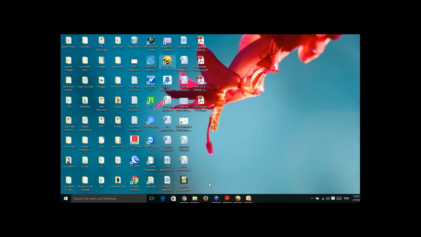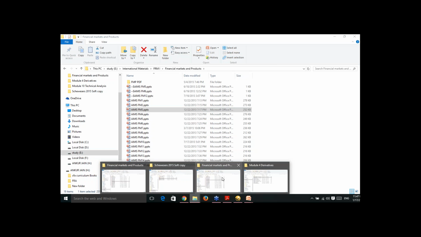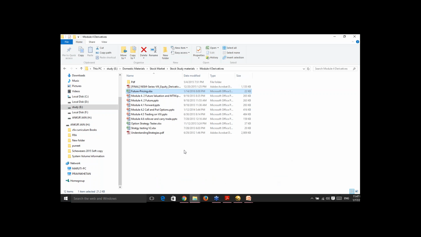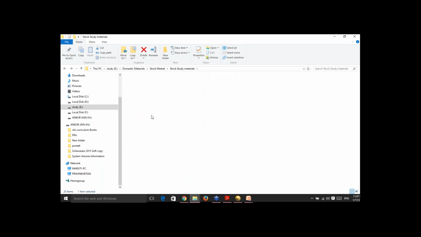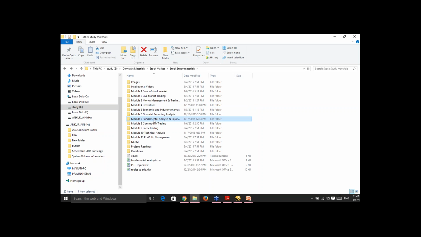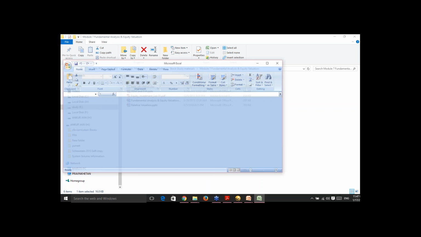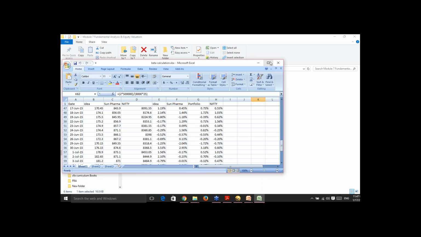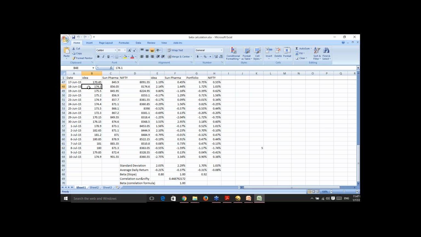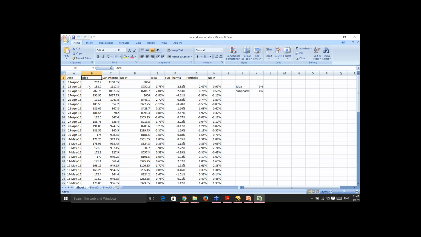So let's go to one of the slides. Let me get the beta calculation. So get the portfolio value. Let's say I have two companies with me, Idea and Sun Pharma, and Nifty value. So I take the daily percentage change of Nifty. You can take monthly, you can take weekly. If you want to calculate weekly beta, monthly beta, daily beta, your wish. Normally I take the daily return to get the beta.